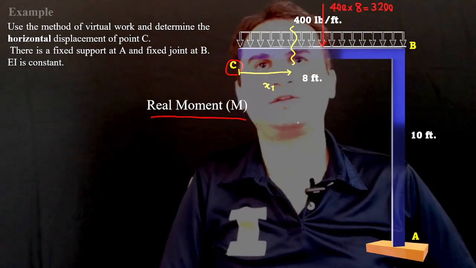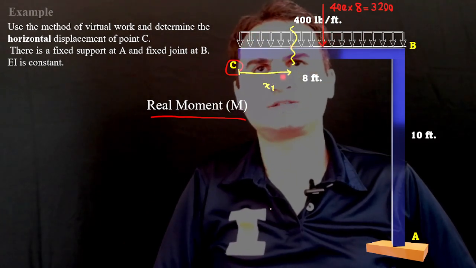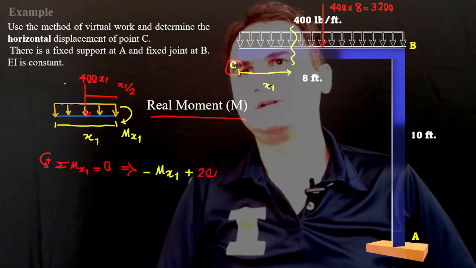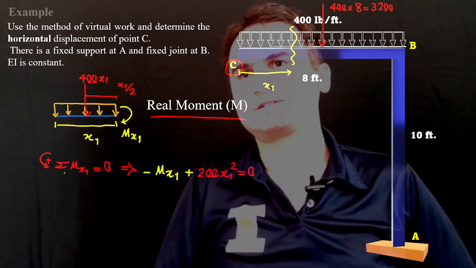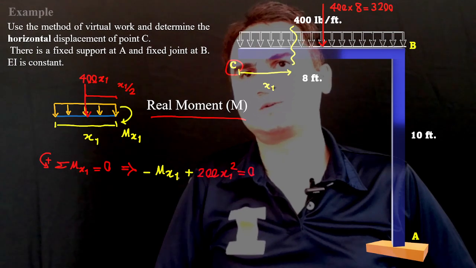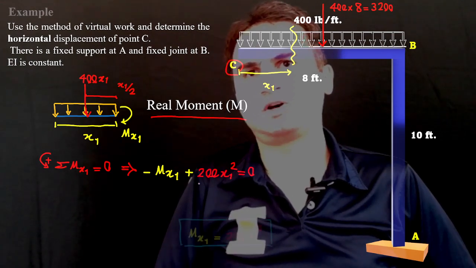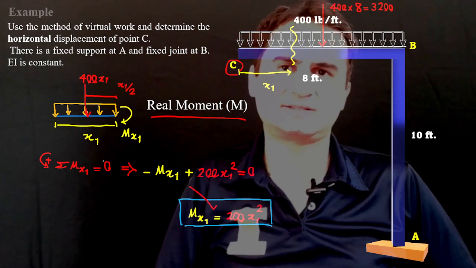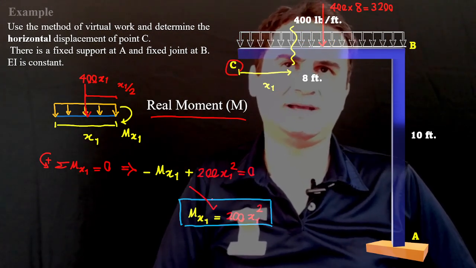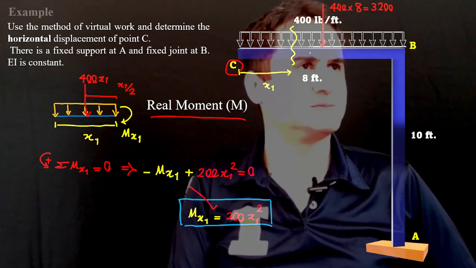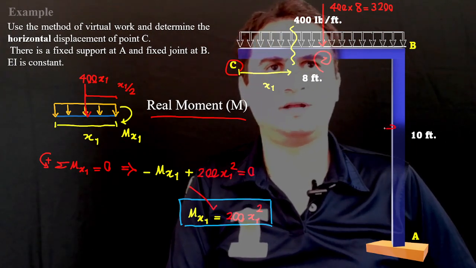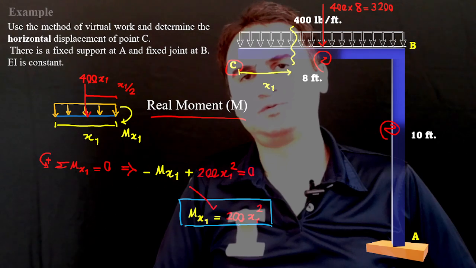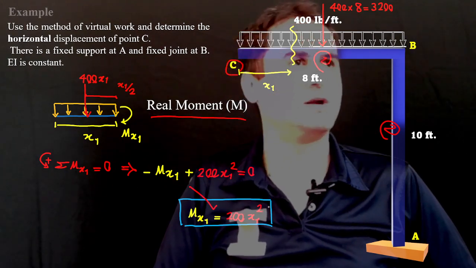And if we cut our beam at x bar from C and develop the equation for moment, you can easily see the summation of moment about x goes to 0. It gives us the equation of moment at x bar, part 1, and in part 1 the real moment is equal to 200 x1 squared.